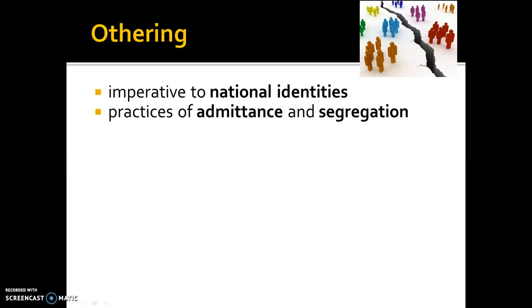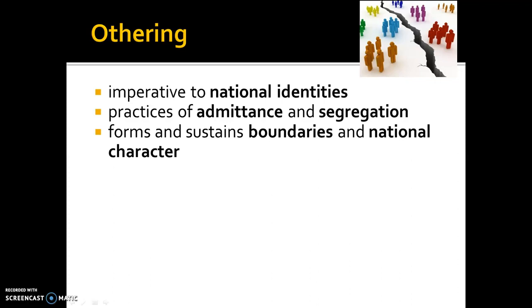So that leads us to practices of admittance and segregation. So again, it's this idea of who's allowed in and who's not. And then even once you are in, maybe certain groups are prevented from entering certain social spaces, participating in certain activities, kept in certain areas, forced to keep to themselves and not venture out of those areas. Segregation. And it might be legal or it might be social or it might be both.